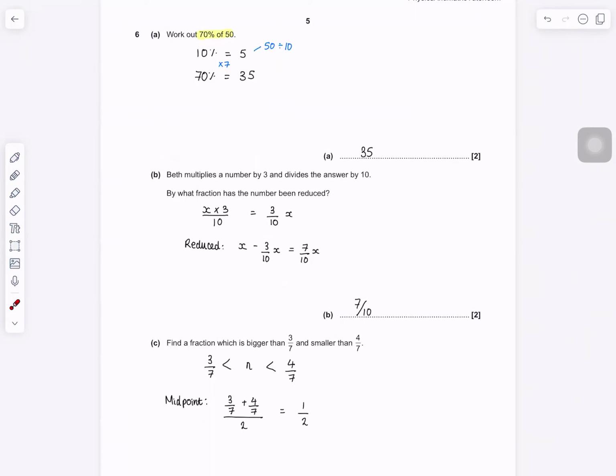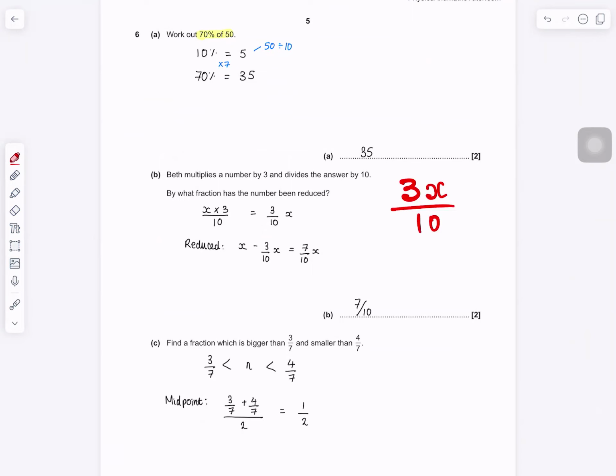You find 10%, which is 5, and then times it by 7. Yeah. And then part B. Can you read part B for us, Precious? I should read the question. Yes, please. Beth multiplies a number by 3 and divides the answer by 10. By what fraction has the number been reduced?